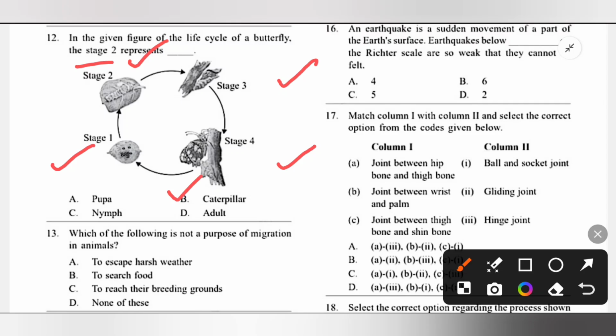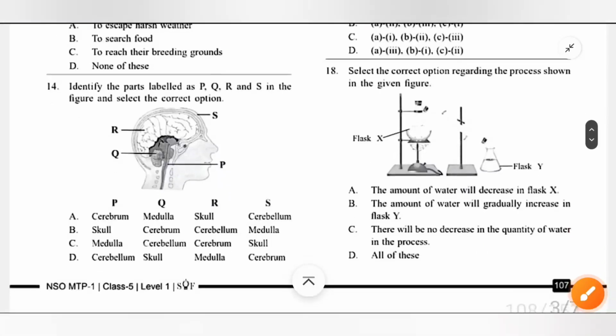Which of the following is not a purpose of migration in animals? So A, to escape harsh weather. It is a purpose of migration. B, to search for food. Yes, it is also a purpose of migration. C, to reach their breeding grounds. Yes, it is also a purpose of migration. So we need to find not a purpose of migration. So option D, none of these, is the correct answer. Okay. Option D, none of these. 14th one.